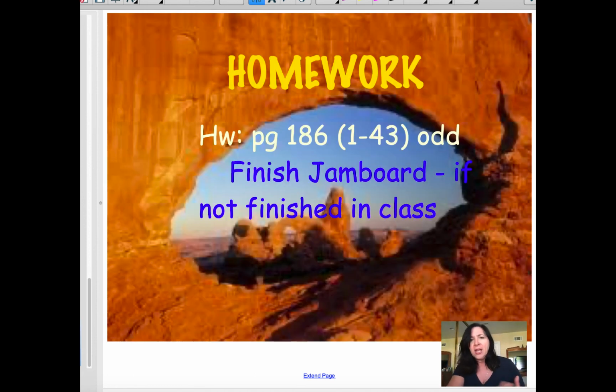And for homework, your job is to definitely finish the Jamboard if you didn't finish it in class. You also have page 186, which is odd problems, 1 to 43.